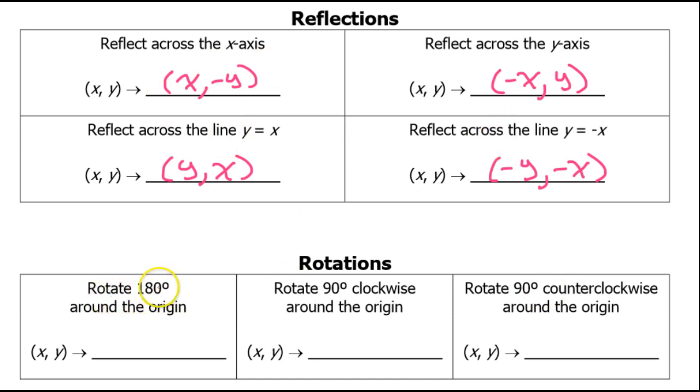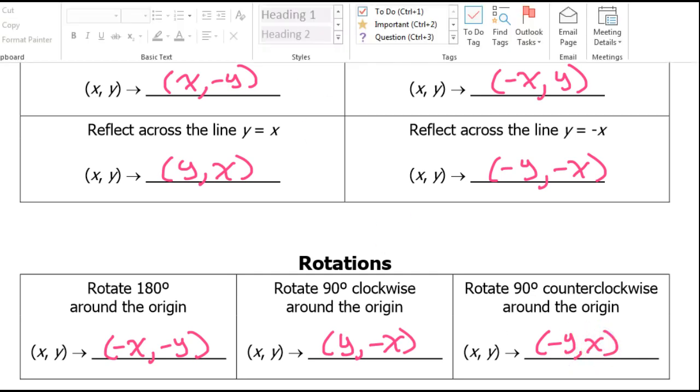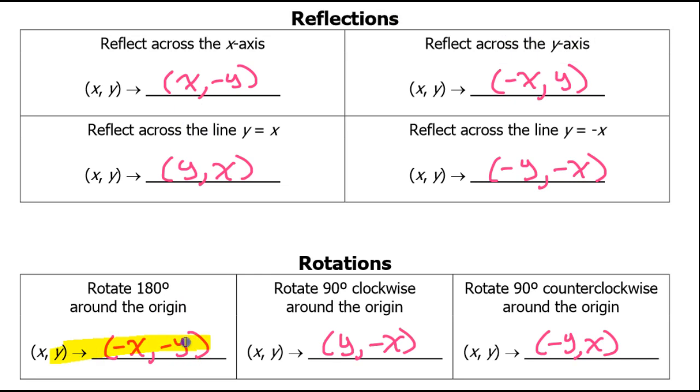Rotating 180 degrees around the origin is going to be opposite of x, opposite of y. A 90-degree clockwise rotation is going to be y, opposite of x. And counterclockwise will be opposite of y, x. All right, with the exception of 180 degrees, put this aside for a minute.